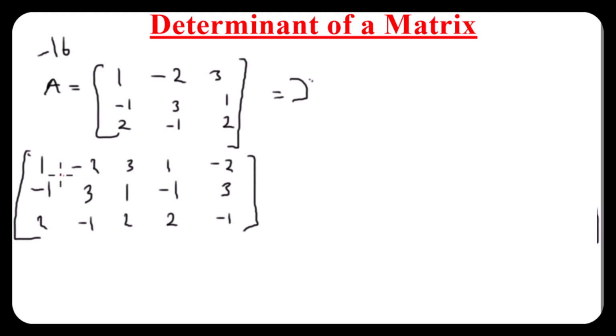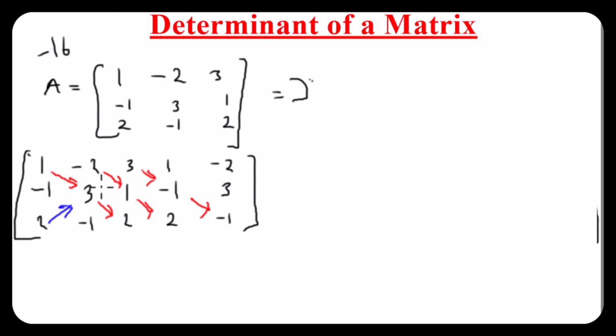Multiply the diagonals. What do I mean? So look at this arrow. So 1 times 3 times 2. Add it with minus 2 times 1 times 2. Add it with minus 3 times minus 1 times minus 1. So when we're done with this, then we want to subtract it from the backward diagonal.